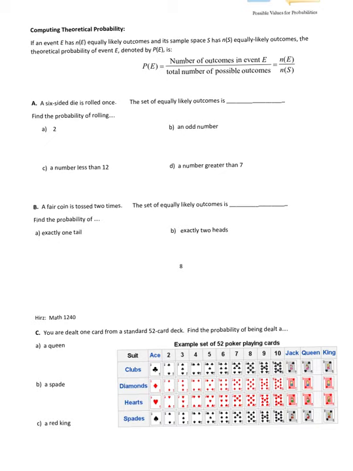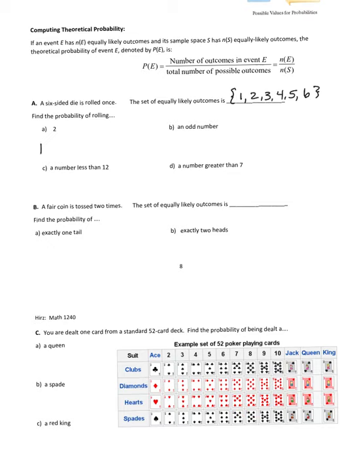So when we roll a six-sided die, like in letter A, we expect that each side is equally likely. When you're asked to find the set of equally likely outcomes, what you're being asked to do is to list everything in that sample space. So what are the things that can happen? You can roll a 1, a 2, a 3, a 4, a 5, or a 6. So we know there are 6 total outcomes.